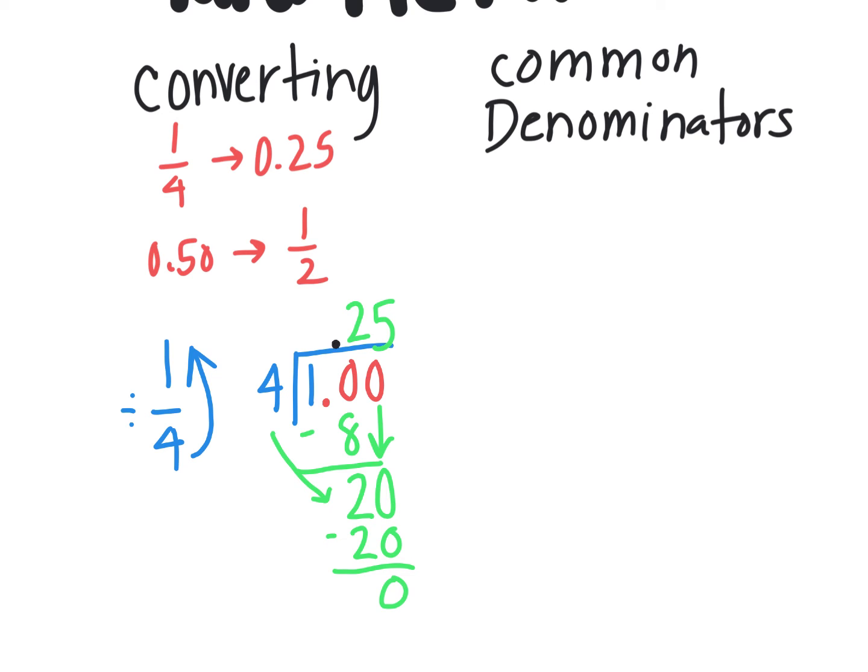Don't forget to add your decimal. So this fraction, 1/4, is the same as this decimal, 0.25. This is what we call equivalent or equal.